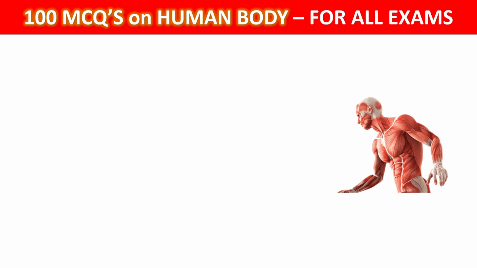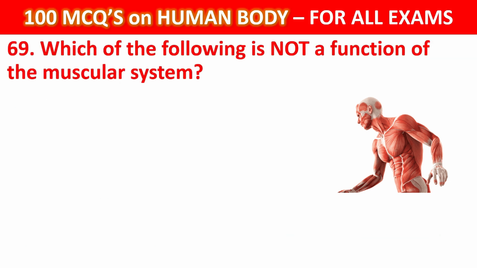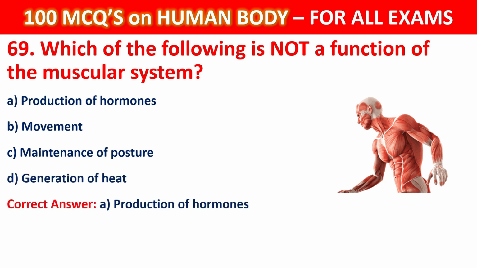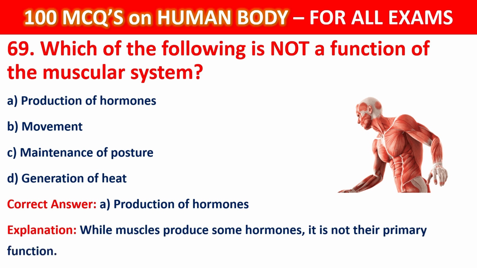Question number 69. Which of the following is not a function of the muscular system? The options are production of hormones, movement, maintenance of posture, or generation of heat. The correct answer is A, that is production of hormones. While muscles produce some hormones, it is not their primary function.